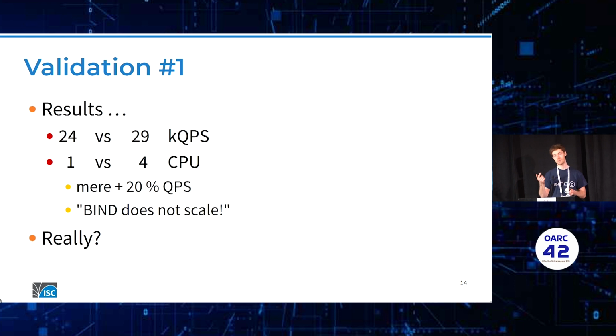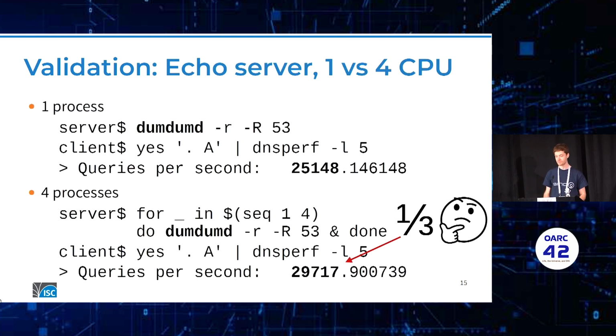And the easiest way, if we suspect that the server implementation is a problem, is to use a different server. So here, we replace BIND with a tool called dumdumd. It's a little echo server written by Jerry from DNS-OARC, and the server doesn't do basically anything. It just accepts a packet and sends it back. No processing whatsoever. So there is no reason why the tool shouldn't scale. We repeat the same measurement on 1 CPU, on 4 CPUs, exactly the same tooling, practically the same results. So apparently there is some problem.